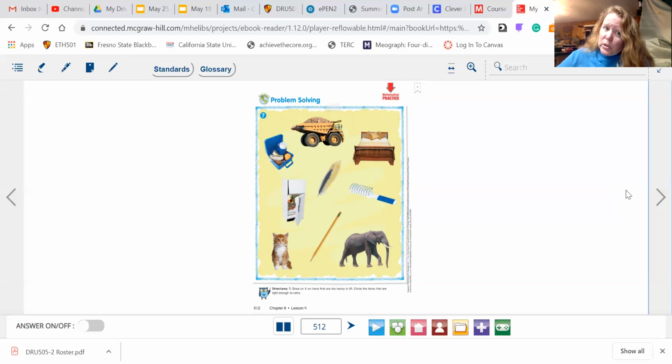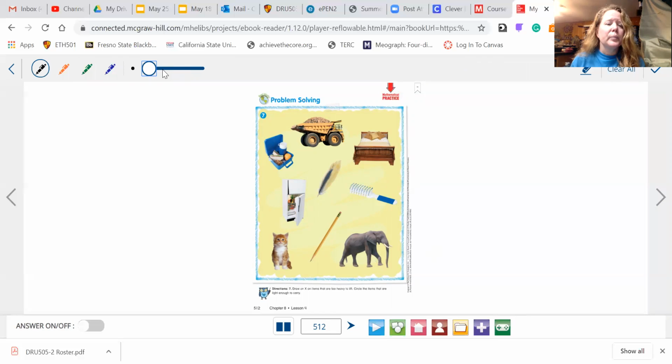It says in the directions for this problem number 7, draw an X on items that are too heavy to lift. Circle the items that are light enough to carry. So if this were a real elephant, could you lift this? Okay, you're supposed to put an X on things that are too heavy to lift. So for me, I'm going to get my pen out here. I think an elephant is way too heavy for me to lift. All right, you finish marking yours, and then you're going to unpause me and we'll move on.